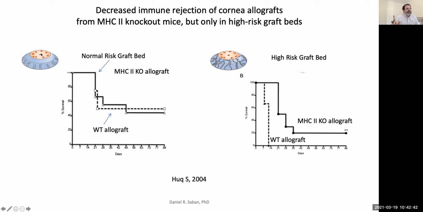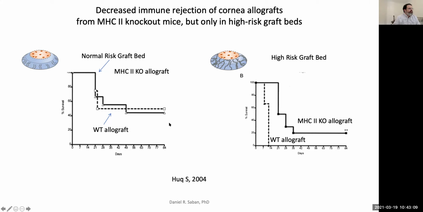And the way to look at a T cell response in this context, at least at this time in the early 2000s, was clearly just by looking at immune rejection. So what Huck et al. did in this experiment was to take an MHC class 2 knockout allograft. Okay, so only the allograft is MHC class 2 negative, and compared it to a wild type.